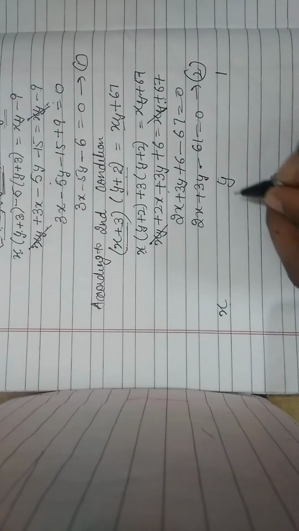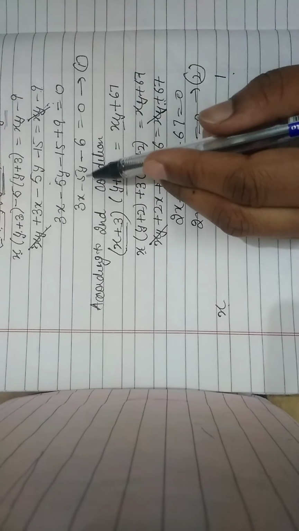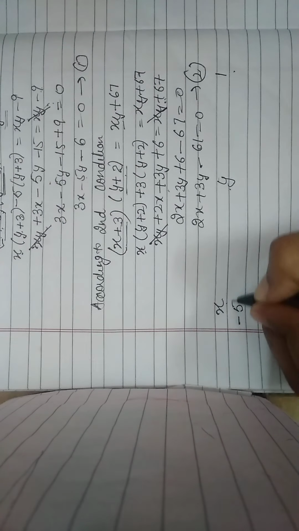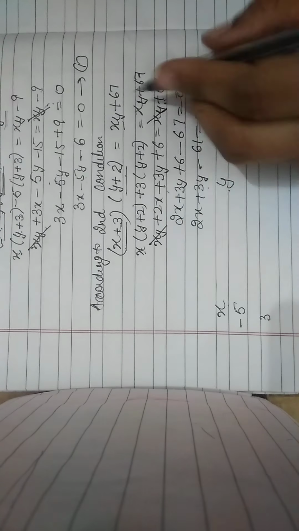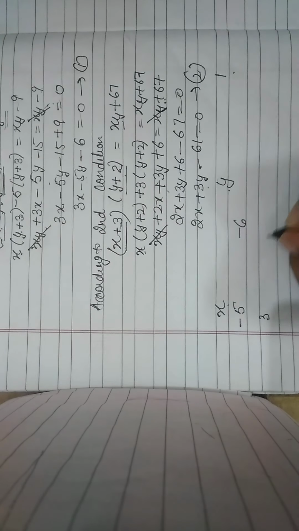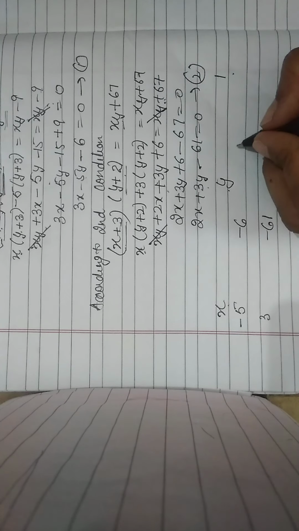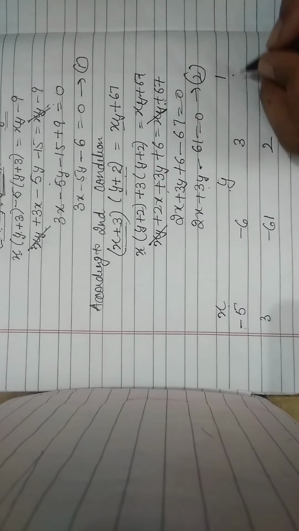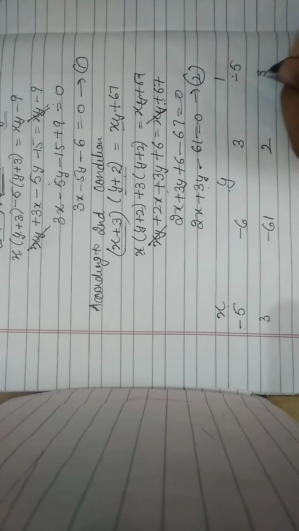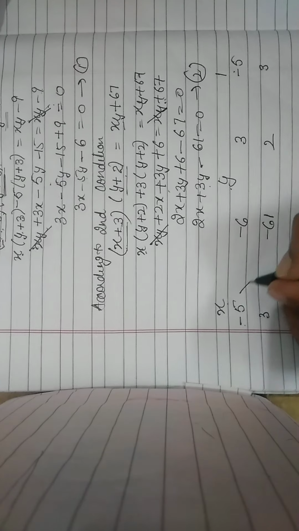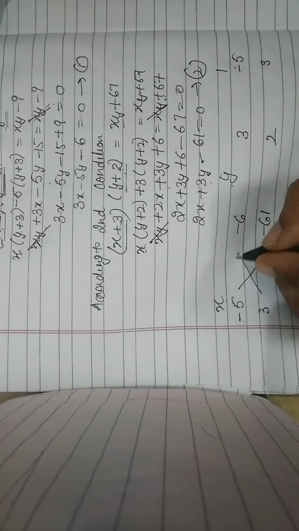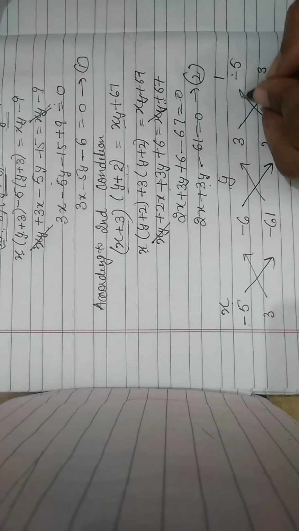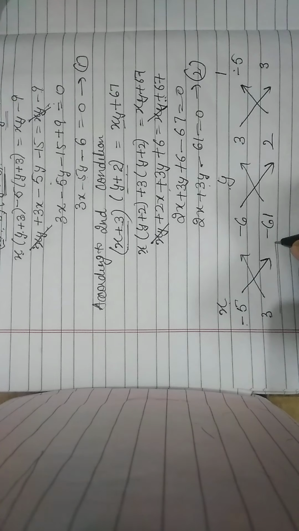Now, x, y, 1. Now write the coefficient of y: here it is -5 and 3 in the second equation. Now the constant terms -6, -61. Then the coefficients of x, 3, 2. Then repeat these terms -5 and 3. Now make the signs like this.